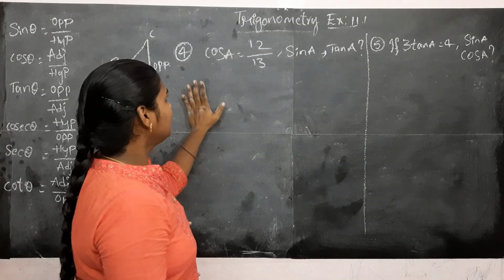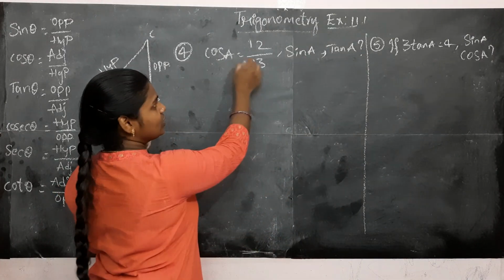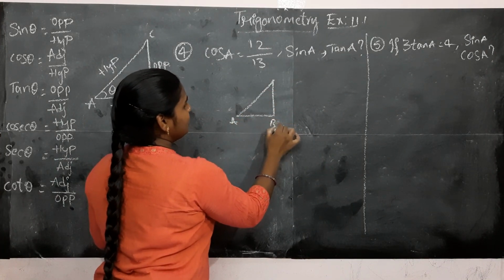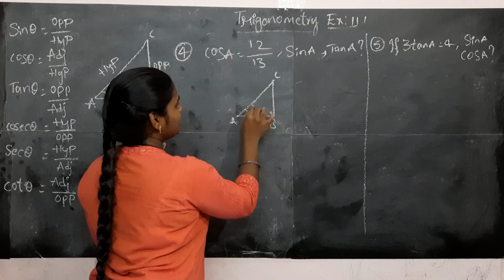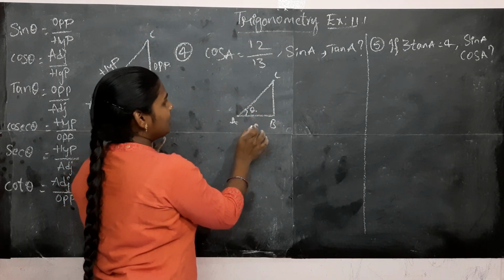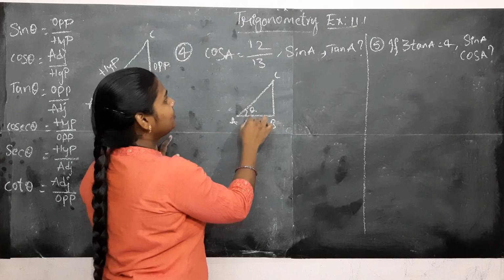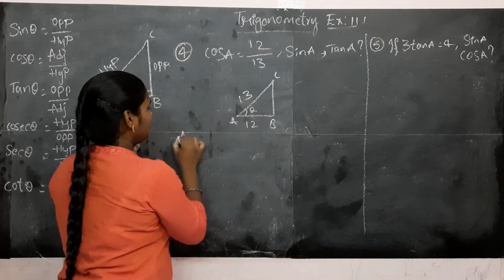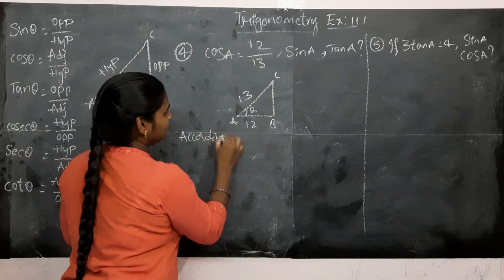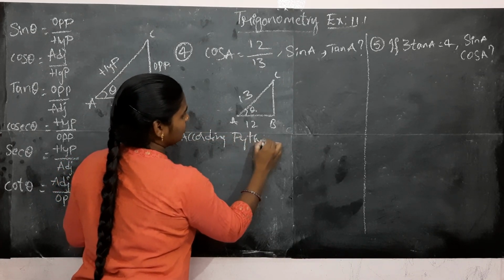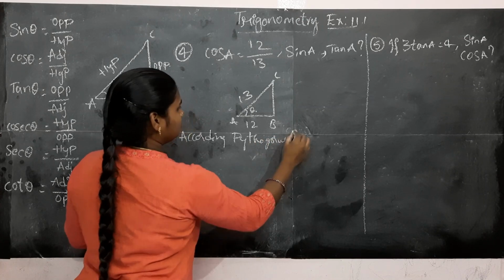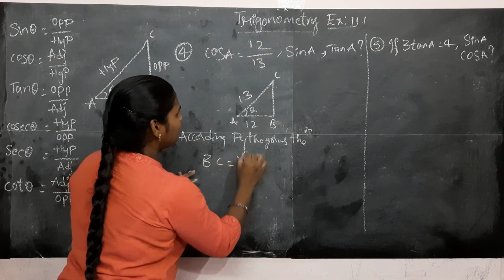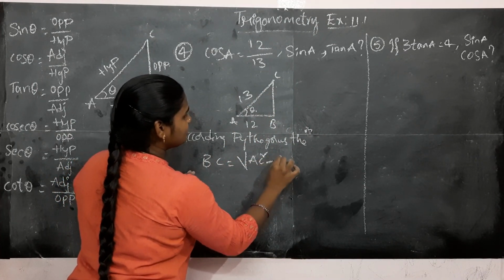For the fourth problem, this is quite simple. Here they have given us cos A is 12 by 13. From this we can draw the diagram like this, A, B, C. Since this is cos A, let us assume here is theta. So cos A is nothing but adjacent by hypotenuse, right? So from here, according to Pythagoras theorem, you can find out BC, which is the square root of AC square minus AB square.